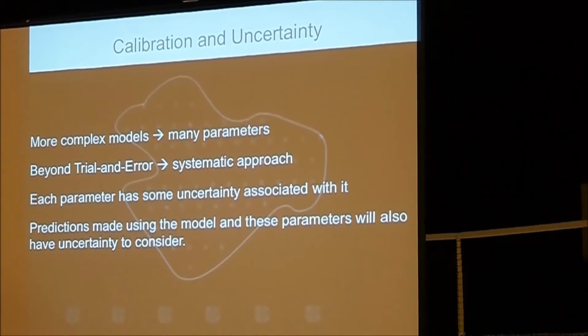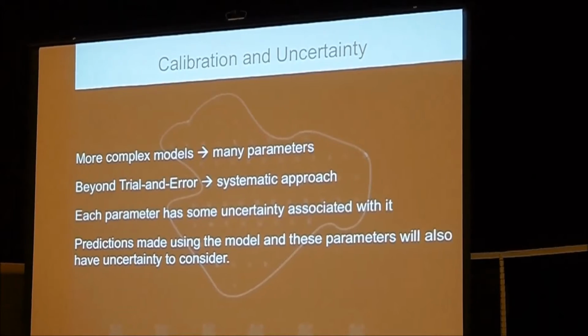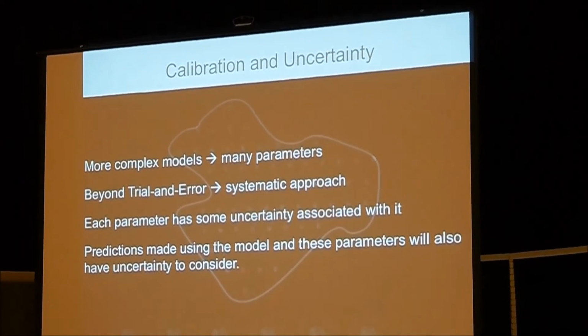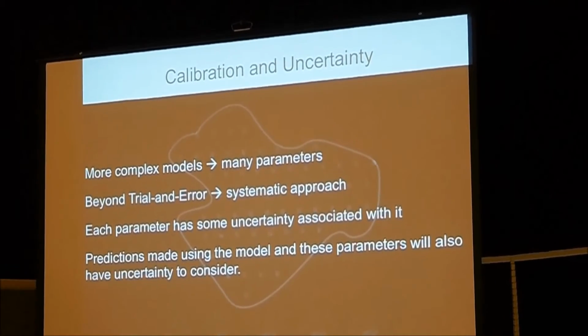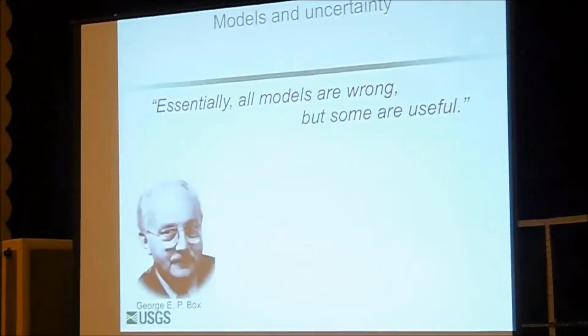Also, we know that every one of these parameters has some uncertainty. We never know it perfectly. And so any prediction we make from the model reflects a little bit of that uncertainty. So we have to carry that all the way through.